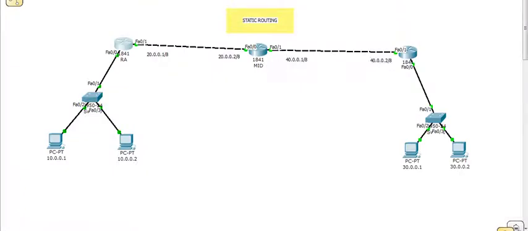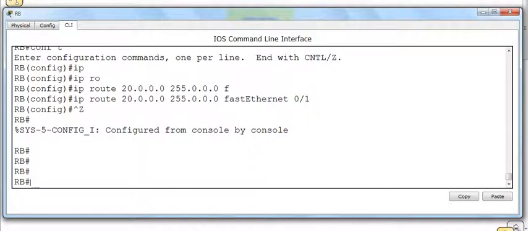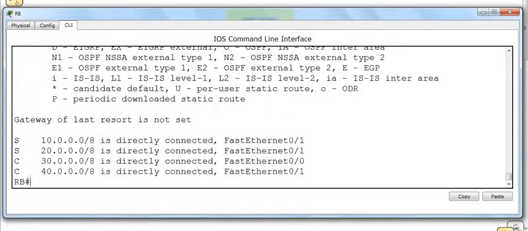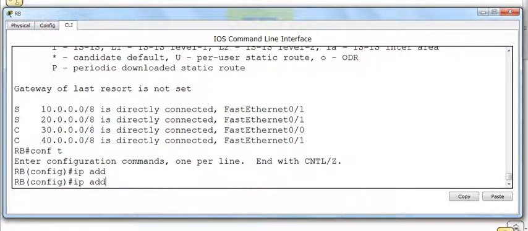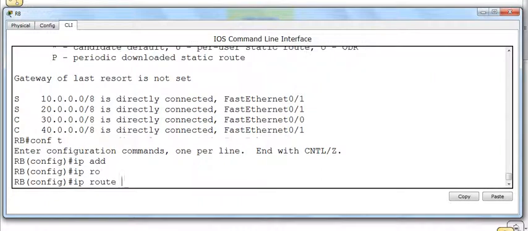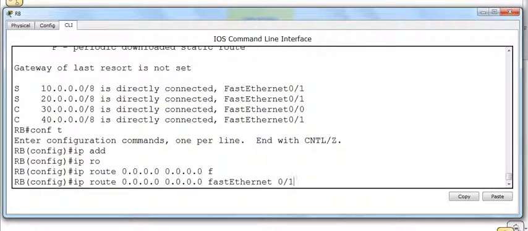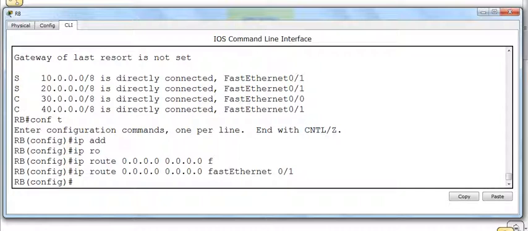Likewise, I can also do the same thing on RB. RB has two static routes, show IP route. I can remove the static routes, but before removing, I am just giving the default route. I want to show you something. Look at this. We also have a default route. We also have static routes.